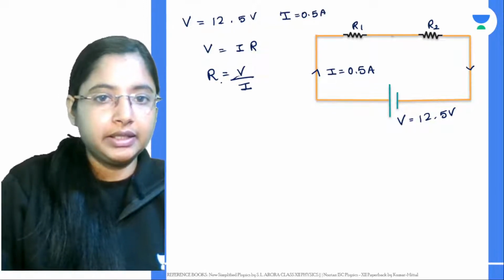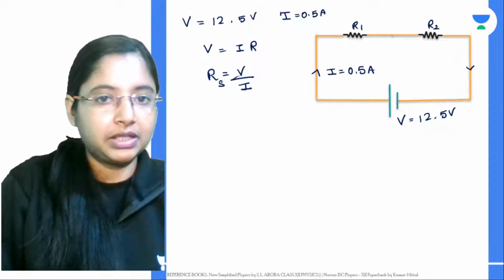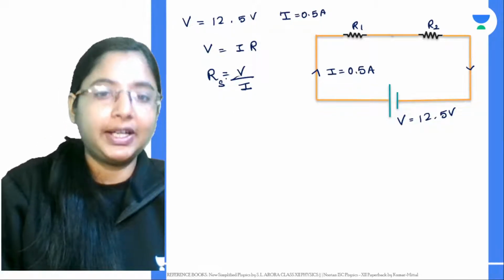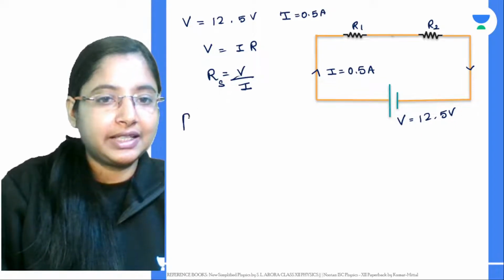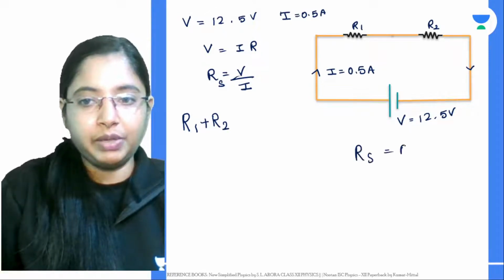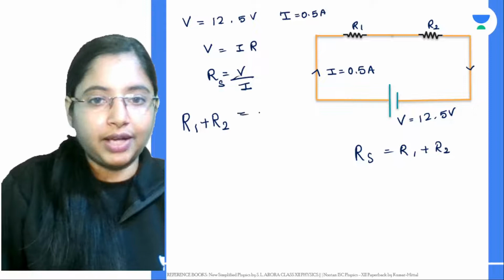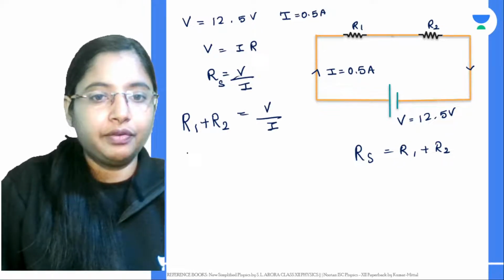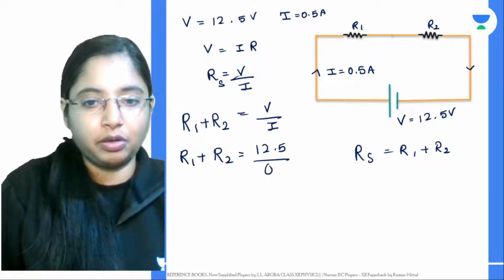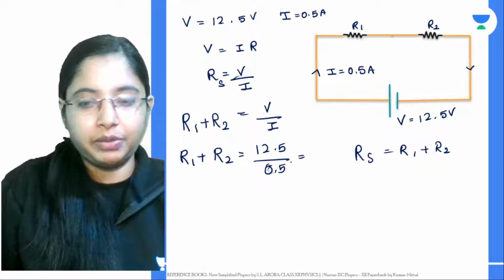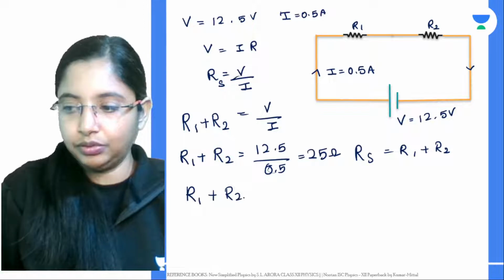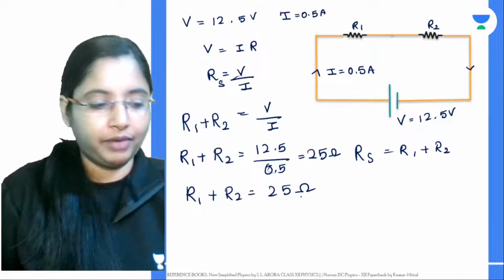In this case, R is what you get if you replace these two resistors with one resistance. That will be your equivalent resistance in series. The equivalent resistance will be the sum of the individual resistors. So this value will be equal to V by I, which is 12.5 volts divided by 0.5 amps. That gives you 25 ohms. So R1 plus R2 is equal to 25 ohms. That is one value that we have.